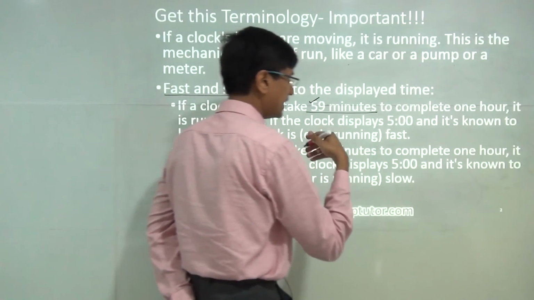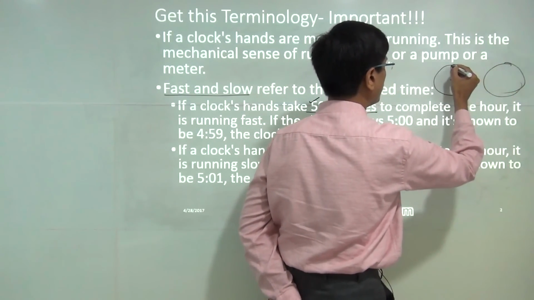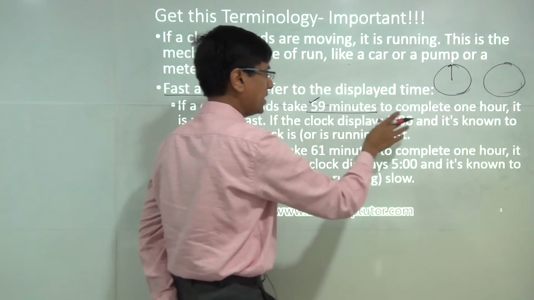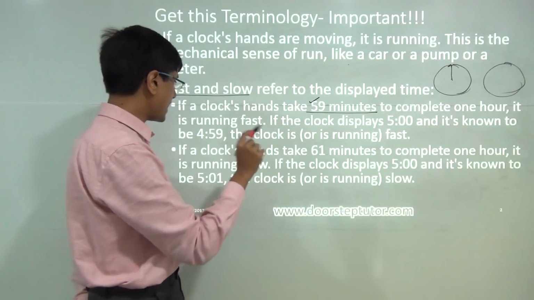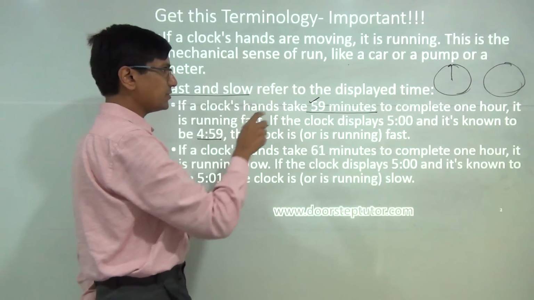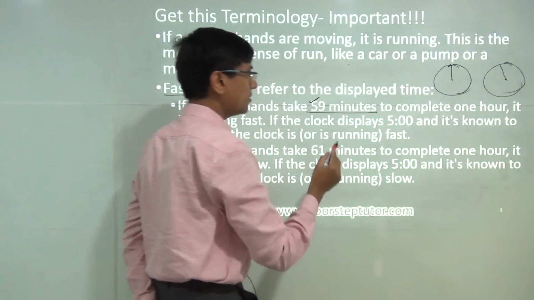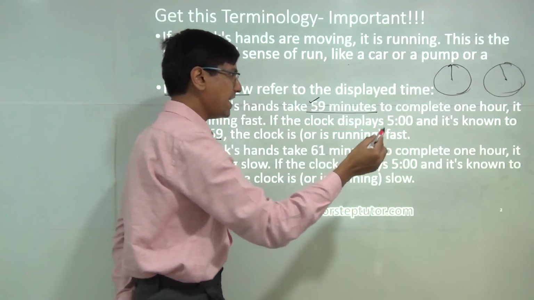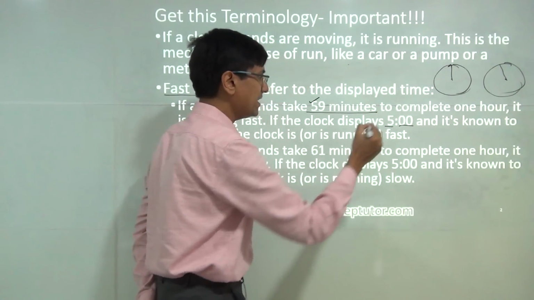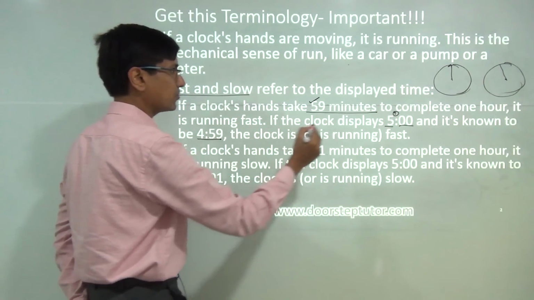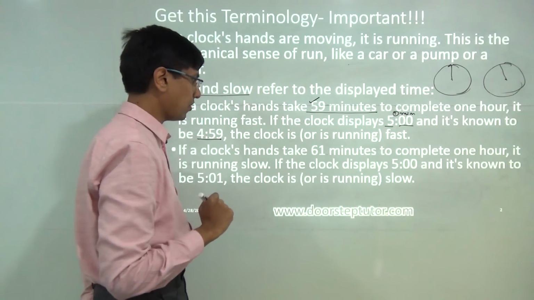For example, let's say I had two clocks and I set both of them at 12 o'clock. Now this clock, the inaccurate one, shows 5 o'clock when we know that the current time is 4:59. The accurate clock is lagging behind, but this clock ran ahead and is showing 5 o'clock. Therefore, it has gained 1 minute over the regular clock. So instead of showing 4:59, it is showing 5 o'clock.